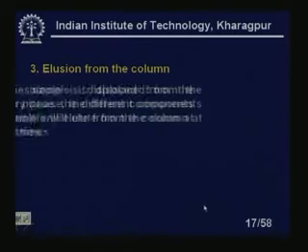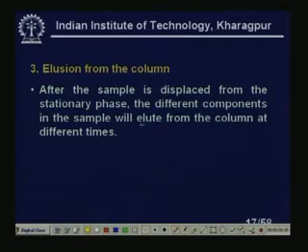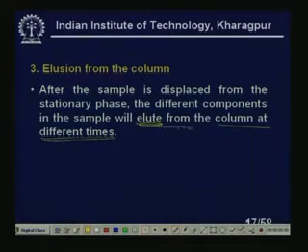Elution from the column. You see, after the sample is displaced from the stationary phase, the different components in the sample will elute from the column at different times. This is the most important thing in gas chromatography, right. If it is not at different times, we cannot separate. Since it is coming at different times, we can separate, and we can know the percentage, the individual concentrations of the gas components, right. So, this is the most important term in gas chromatography: elute.